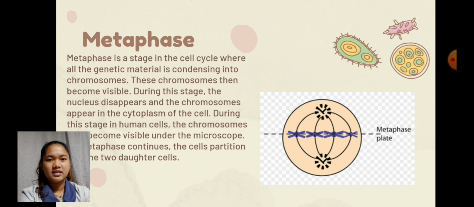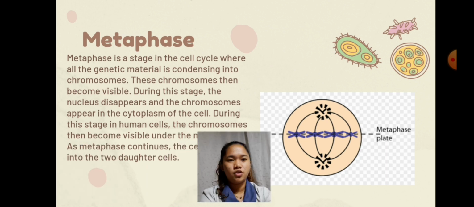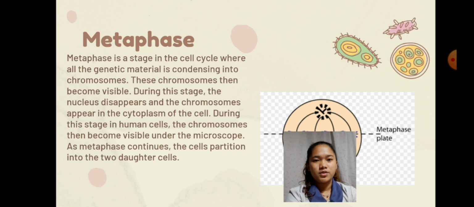Metaphase. It is a stage in the cell cycle where all genetic material is condensing into chromosomes. These chromosomes then become visible. During this stage, the nucleus disappears and the chromosomes appear in the cytoplasm of the cell. In human cells, the chromosomes become visible under the microscope. As metaphase continues, the cells partition into the two daughter cells.